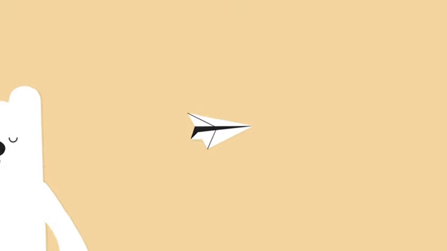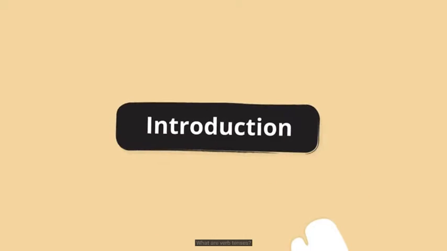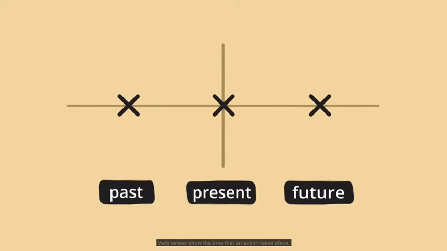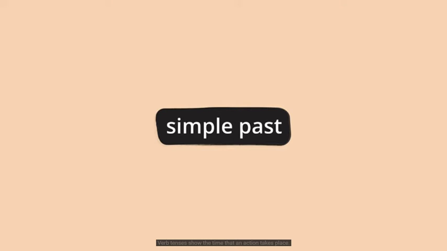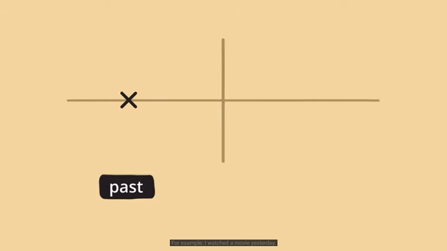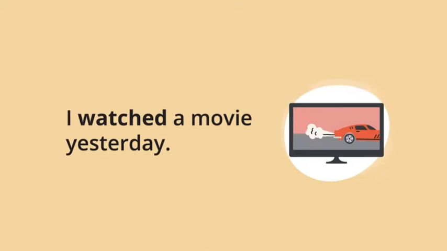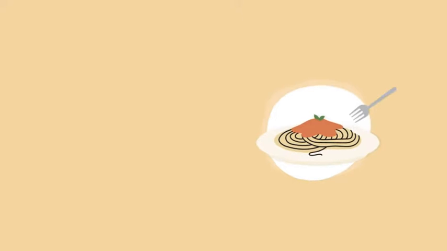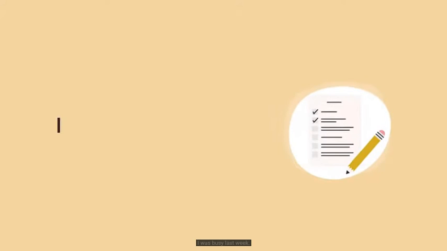Simple past. What are verb tenses? Verb tenses show the time that an action takes place. The simple past is a verb tense. We use the simple past tense for finished past actions. For example, I watched a movie yesterday. I ate dinner 2 hours ago. I was busy last week.